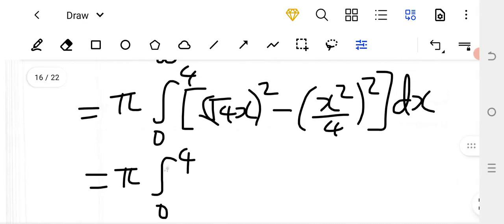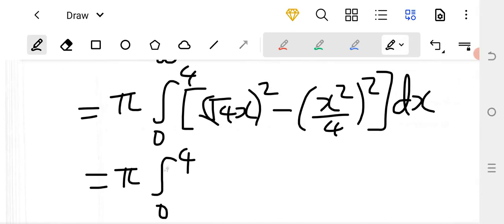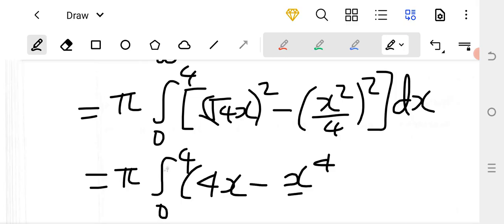So when you are squaring a square root, it means the square root disappears, and we're going to remain with 4x minus x squared to the power 2, which is going to become index of an index, 2 times 2 is 4, divided by 4 to the power 2, which is 16, dx.